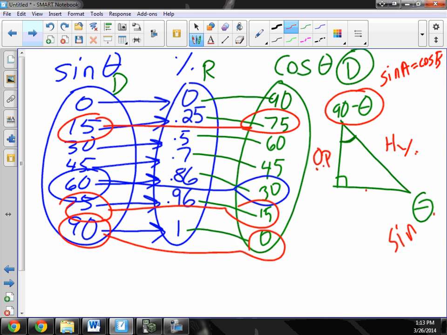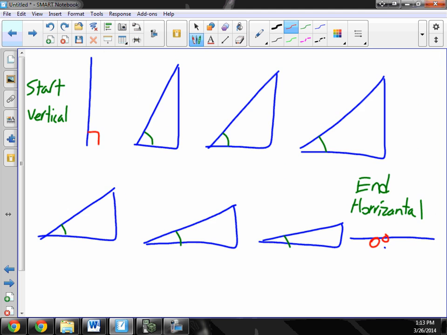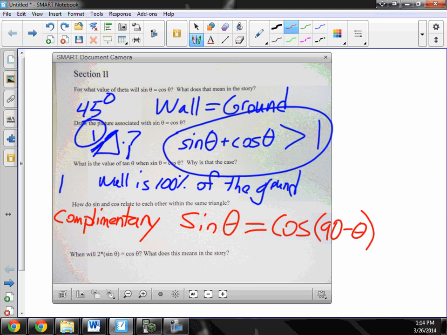Okay? Now, don't get that confused. That doesn't work with the percentages. It only works with the angles. Does that make sense? So the percentages are different. The percentages have to be bigger than 1, right? So if you take the sine of an angle plus the cosine of the same angle, the percentages have to be bigger than 1.